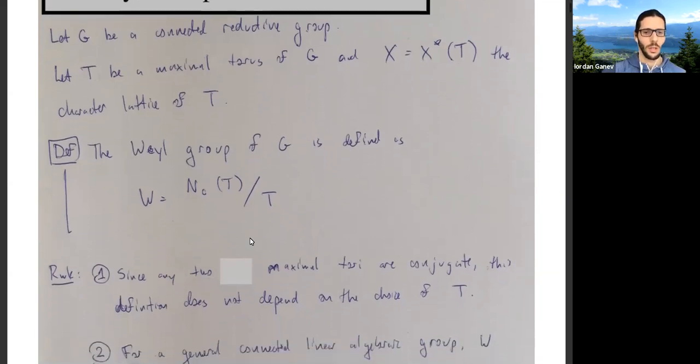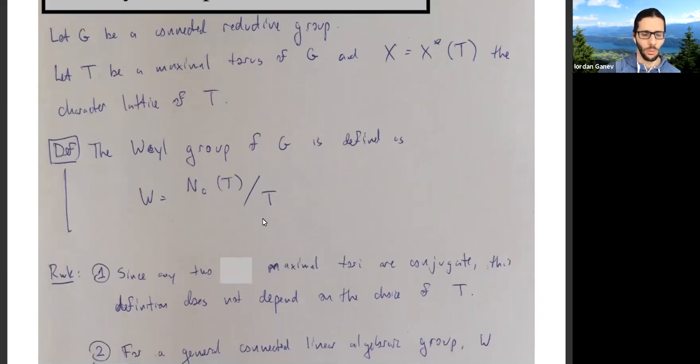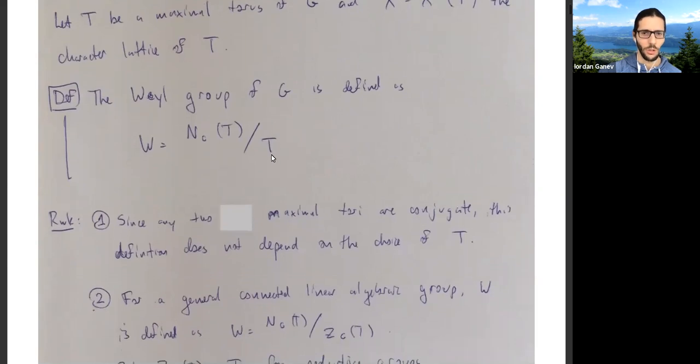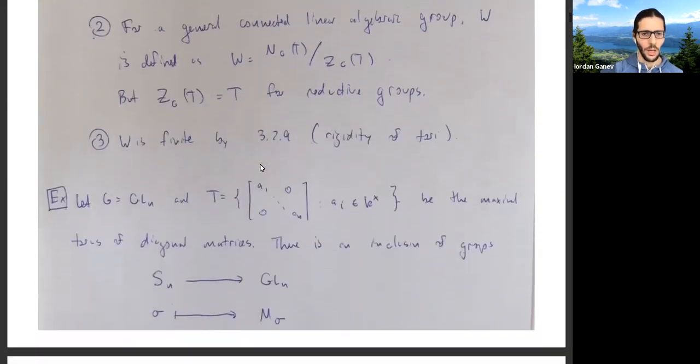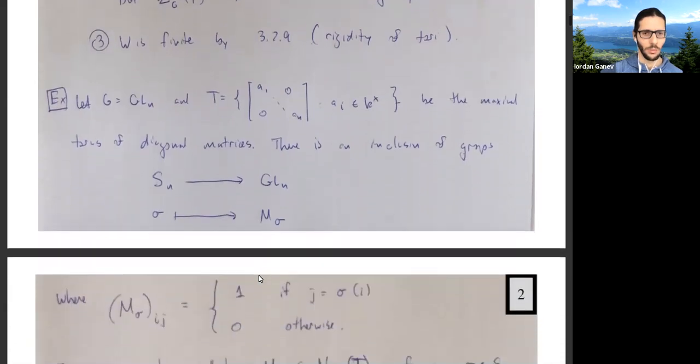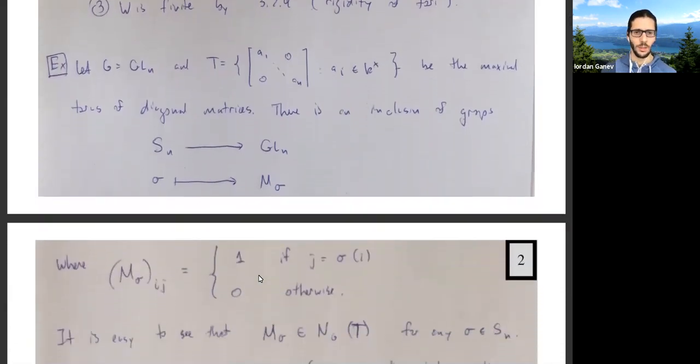It also turns out to be a finite group. The other remark here is that for a general algebraic group, the Weyl group is the normalizer mod the centralizer of a maximal torus. But for reductive groups, the centralizer of a torus is the torus itself. So that's the Weyl group. It seems maybe a bit unmotivated to define it in this way, but it turns out to relate to many things. We had the example that the Weyl group of GLn is the symmetric group.